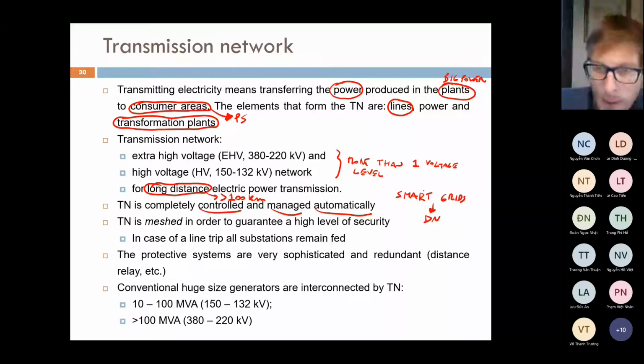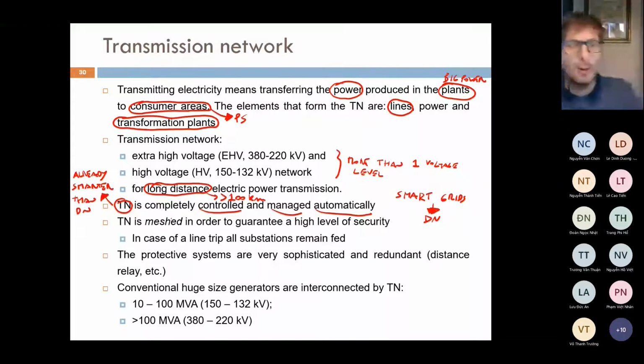You probably know this already, but why do smart grids normally refer to the distribution network? Because the transmission network is already historically smarter, okay? So the transmission network is already smarter than the distribution network, and I will let you know more later on, okay?